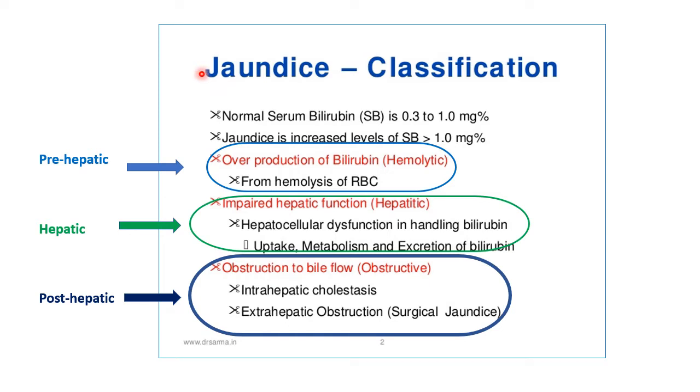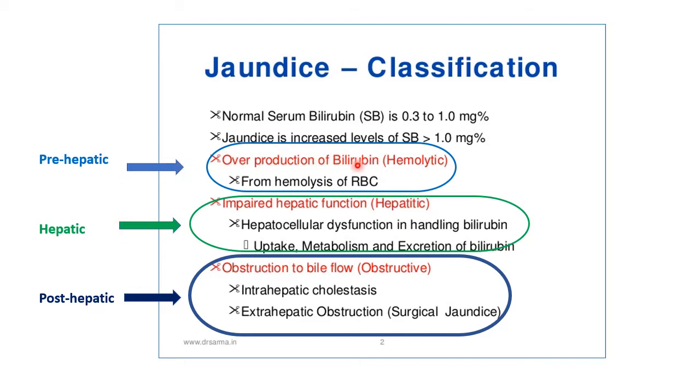We come to a simple classification of jaundice in order to help you to clerk the patient and get the history. You have to have some form of classification of jaundice. Jaundice occurs when the normal bilirubin is increased above 1.0 milligrams per cent. It can be prehepatic, as I said, hepatic or post-hepatic.